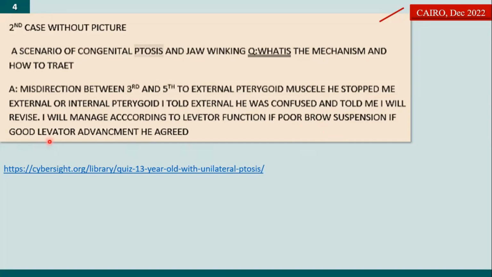Now imagine you have good levator function, but you have a severe wink. If you do advancement and resection, you will exaggerate the retraction. And this is a bad outcome. If you have a good levator function and you did advancement and resection, but you have already severe retraction, you will exaggerate the retraction and the patient will not be happy at all with the result. Okay, so please revise the management of Marcus Gunn from Kanski. It's well written and it's very concise.